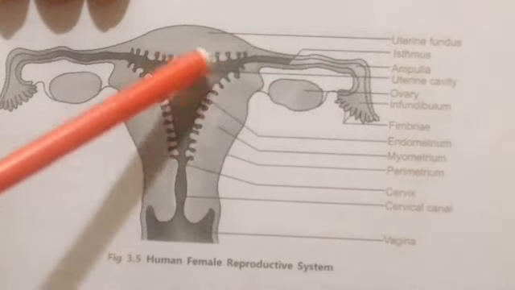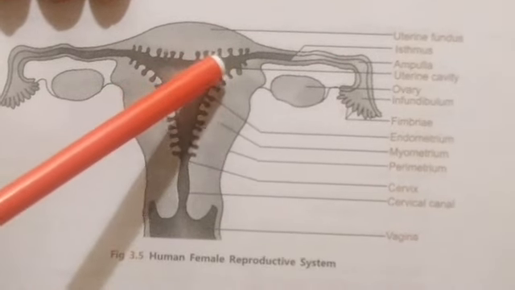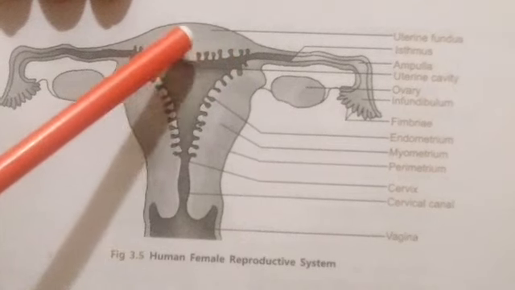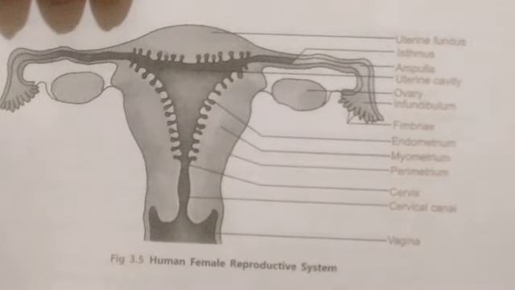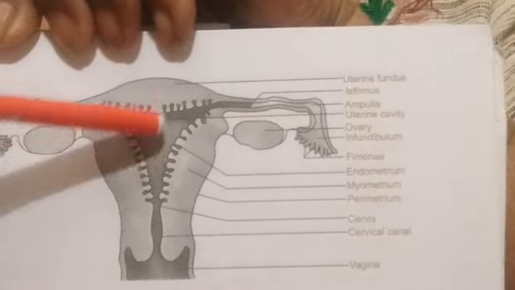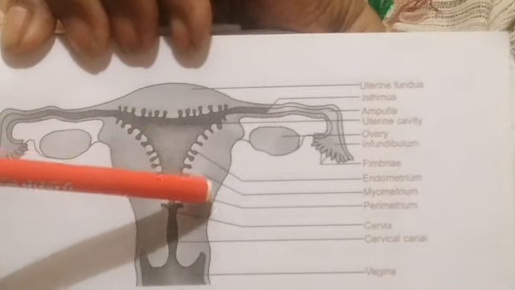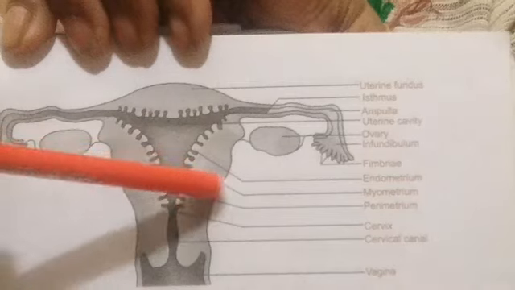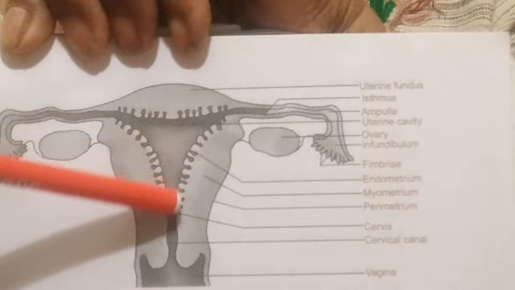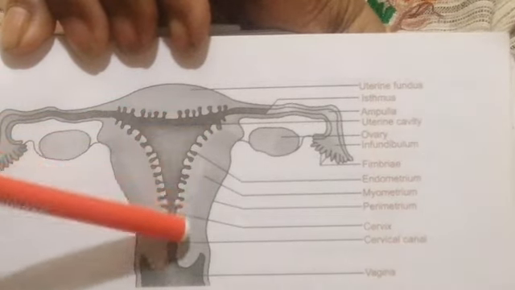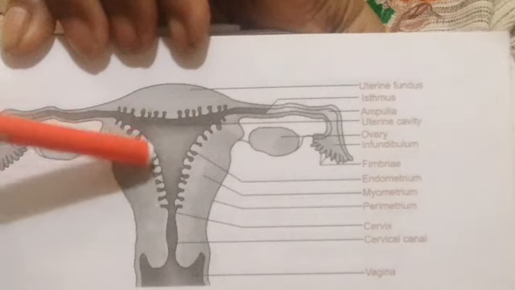And next, this is the uterus. This is the uterine fundus. This is the uterine cavity. These are the layers of the uterus. This is the innermost layer, endometrium, which undergoes cyclical changes.